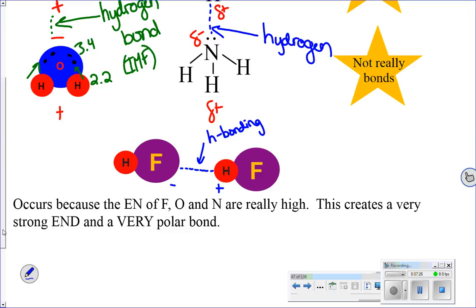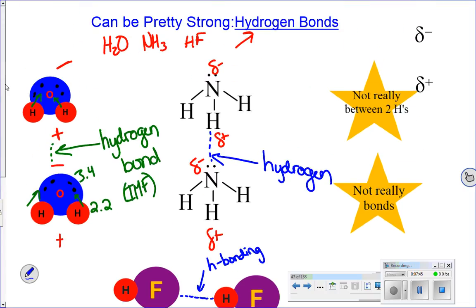It creates a very strong, very large electronegativity difference and a highly polar bond, and a highly polar molecule also. So these are very polar molecules. To really contrast this for you, you do need to know that the strongest intermolecular force we talk about is called hydrogen bonding. You need to understand that it's not an actual bond. You need to know that these three molecules do hydrogen bonding, and they're considered really polar.